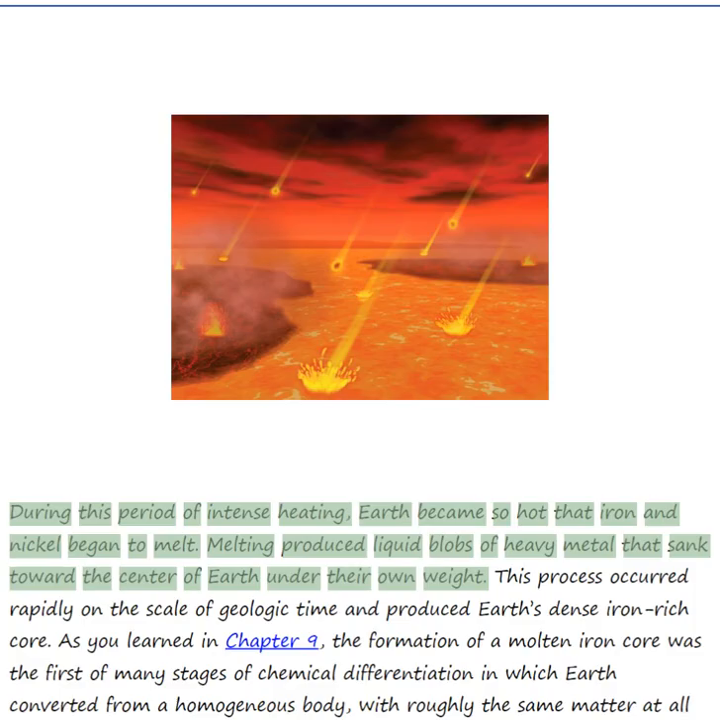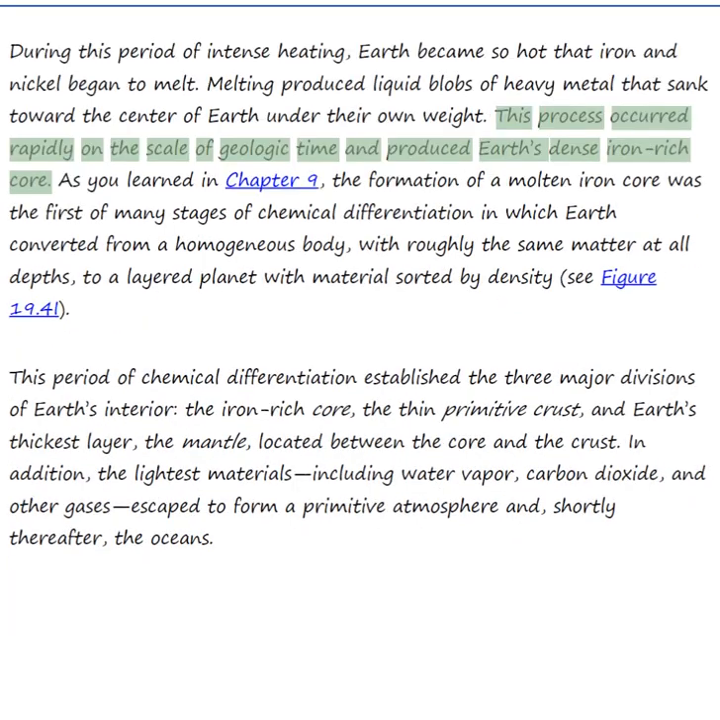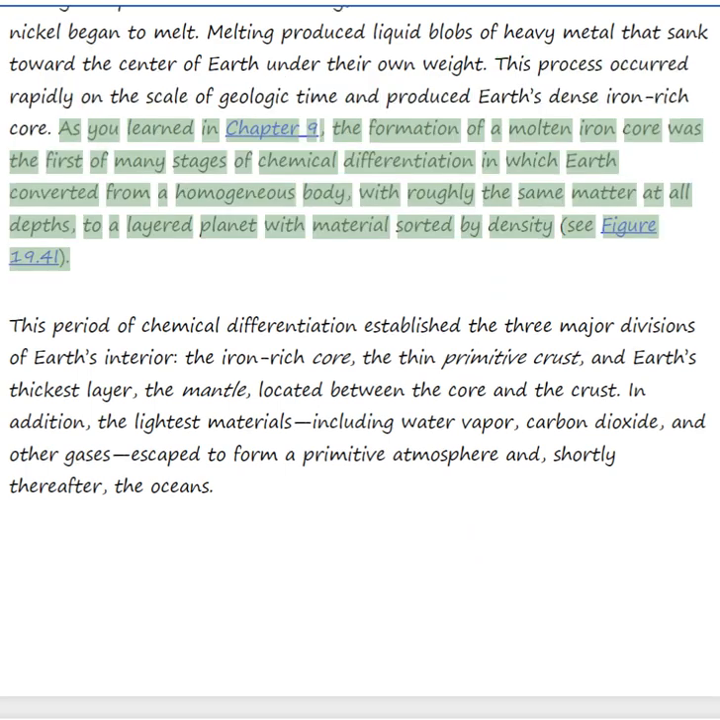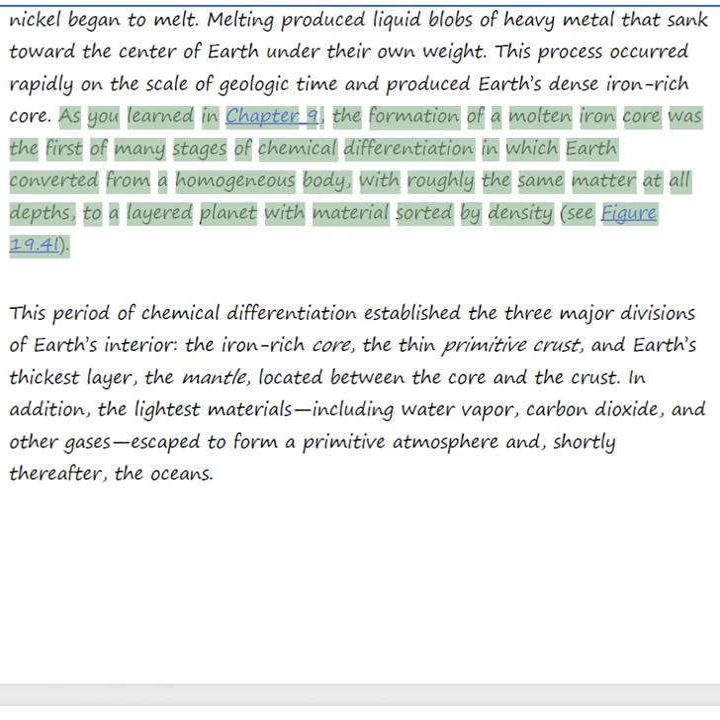During this period of intense heating, Earth became so hot that iron and nickel began to melt. Melting produced liquid blobs of heavy metal that sank toward the center of Earth under their own weight. This process occurred rapidly on the scale of geologic time and produced Earth's dense iron-rich core. As you learned in Chapter 9, the formation of a molten iron core was the first of many stages of chemical differentiation in which Earth converted from a homogeneous body, with roughly the same matter at all depths, to a layered planet with materials sorted by density.